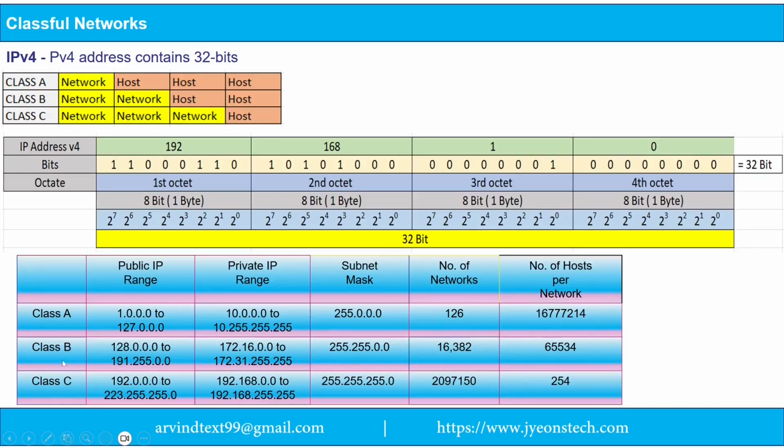Similarly, this is the range and all these details for class B and class C. You can see the number of hosts is greater in class A, then second is class B, and third, class C, where you can have 254 hosts. But you can have more networks in class C, while the hosts are very few. So let's come to the next slide.